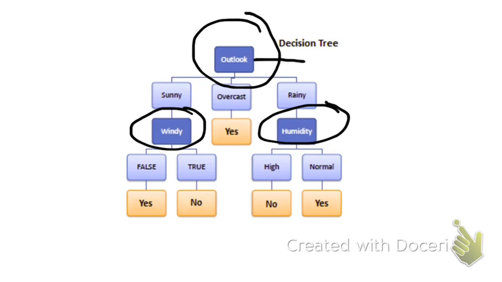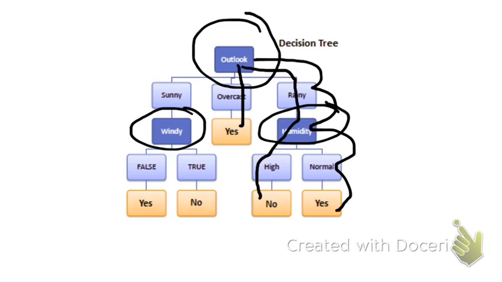Say if outlook is equal to rainy and humidity is equal to normal, then play golf is yes. Next, you go down the next level. If outlook is rainy and humidity is high, play golf is no. Next would be if outlook is overcast, then play golf. If outlook is sunny and windy is true, don't play golf. If outlook is sunny and windy is false, play golf.